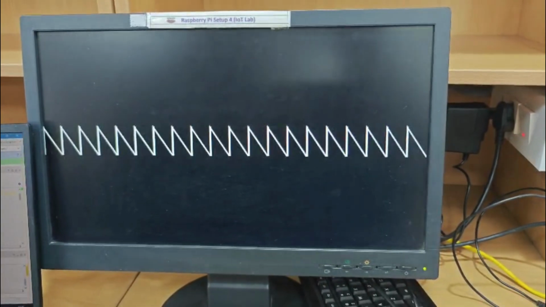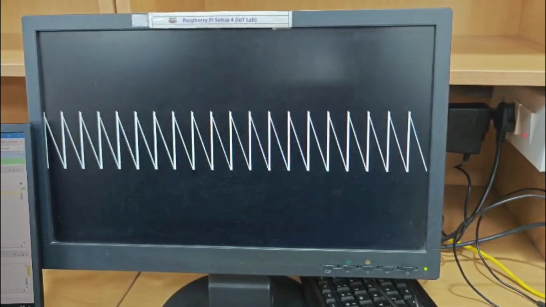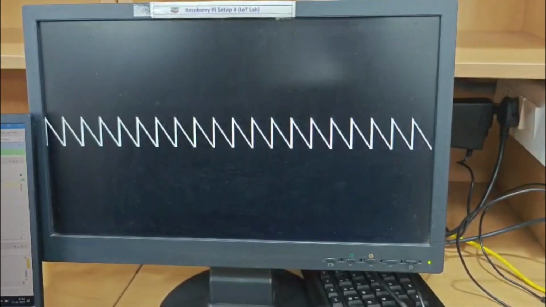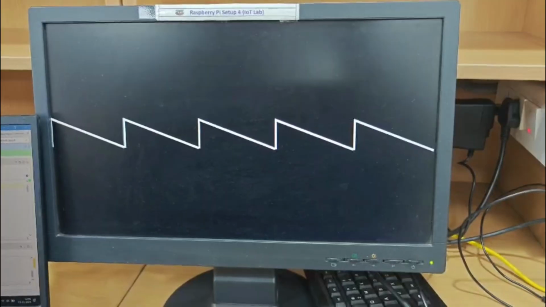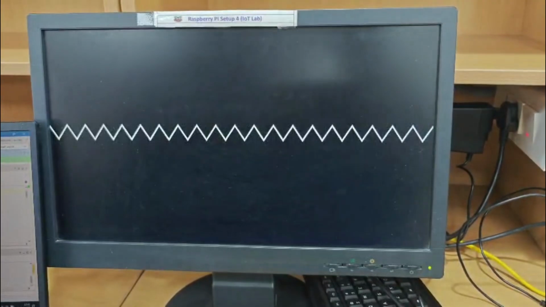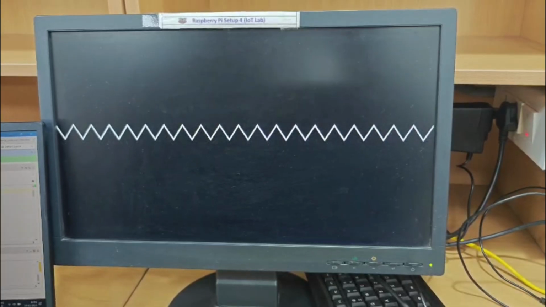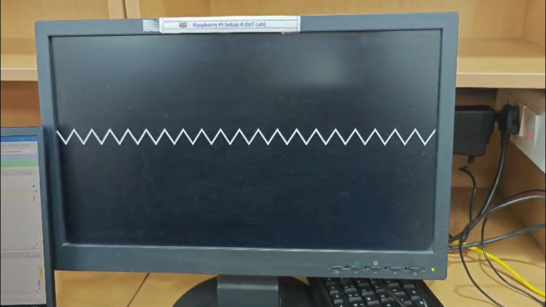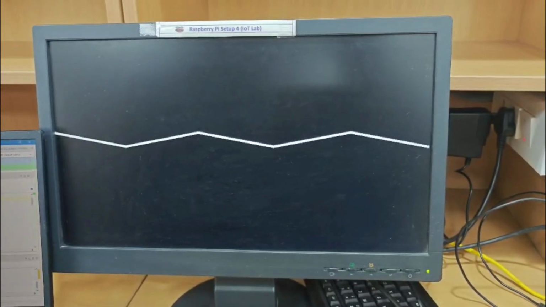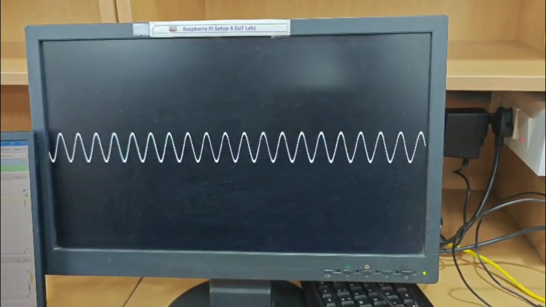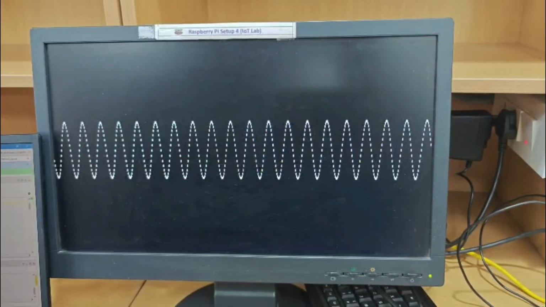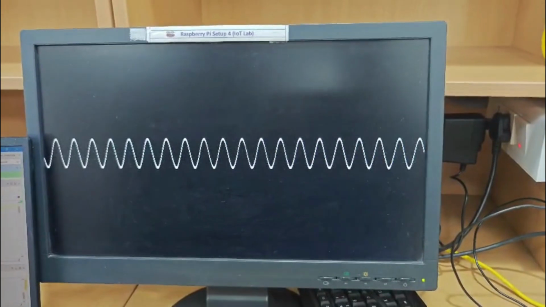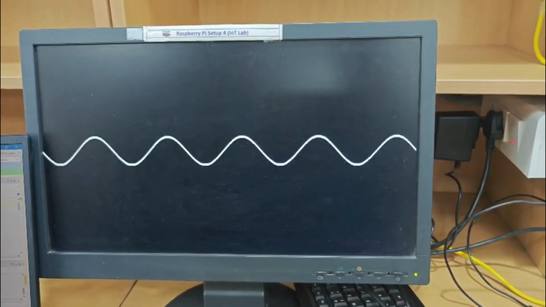So next we'll go to 01, which is sawtooth. This is the amplitude 01, 10, and 11. And now frequency 01, 10, and 11. Now 10 is triangular wave, 01 amplitude, 10 amplitude, and 11 amplitude. Now frequency 01, 10, and 11. Now we have sine wave for 11. This is the amplitude 01, 10, and 11. Now we have frequency 01, 10, and 11.